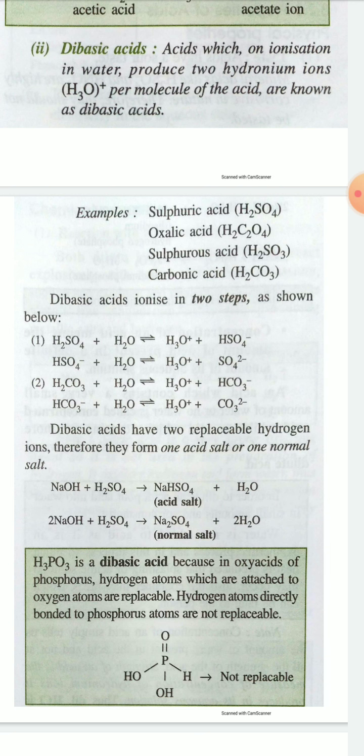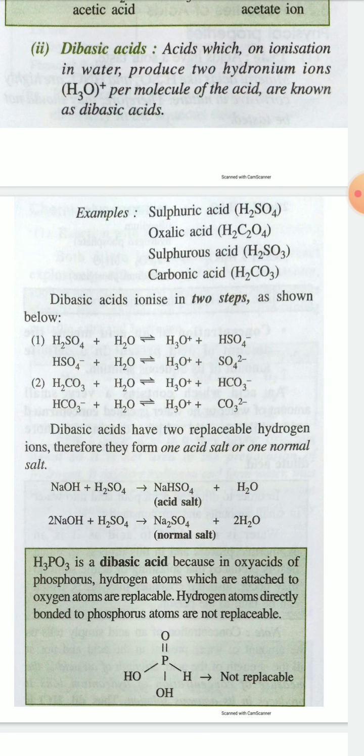In the first step they produce one H3O+ ion, and in the second step they again produce another H3O+ ion. For example, H2SO4 is a dibasic acid. When it reacts with water, it forms H3O+ ion and HSO4- ion. Generally, H2SO4 ionizes to form H+ and HSO4-. The H+ initially formed combines with a water molecule to form H3O+ ion. So it is generally represented as H2SO4 + H2O ⇌ H3O+ + HSO4-.